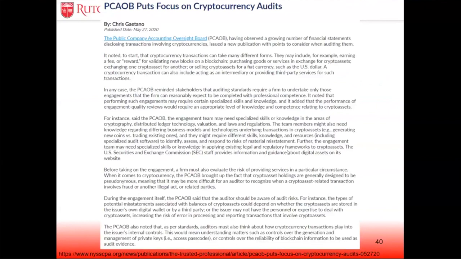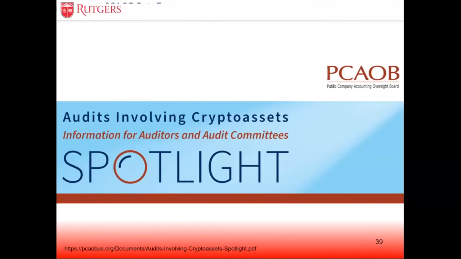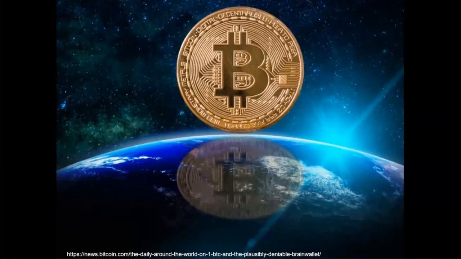So if you want to become an auditor after this program, and if you are also interested in the cryptocurrency world, maybe you can become the so-called staff with specialized skills and knowledge in cryptocurrencies. This cryptocurrency world is still evolving and growing. So if you are interested in these new things, you can spend your time investigating this issue.